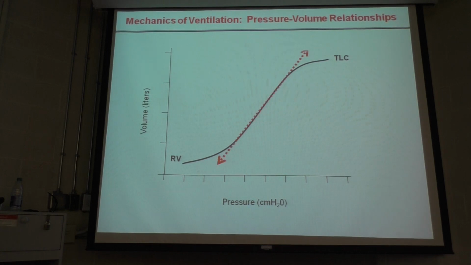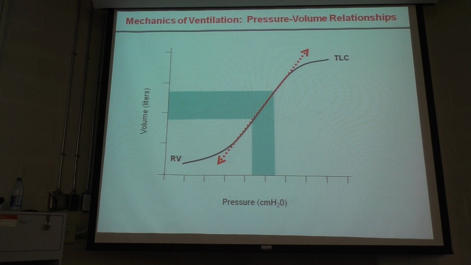So, this is where we would want to breathe. Fortunately, healthy individuals do breathe along this line. They do breathe along the compliant portion of the pressure volume curve, at rest as well as during exercise. And we'll talk about that.